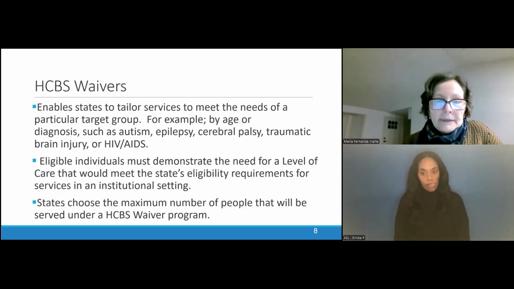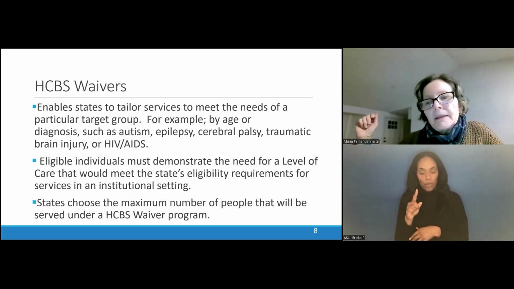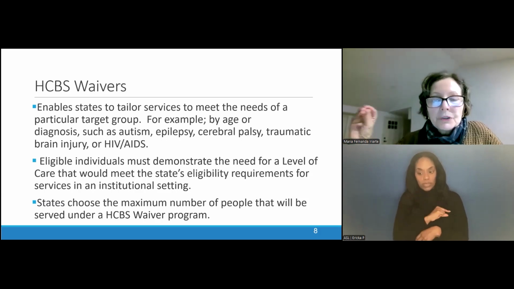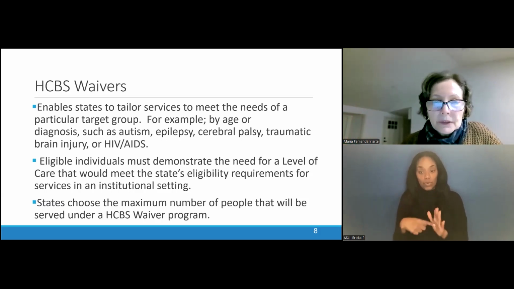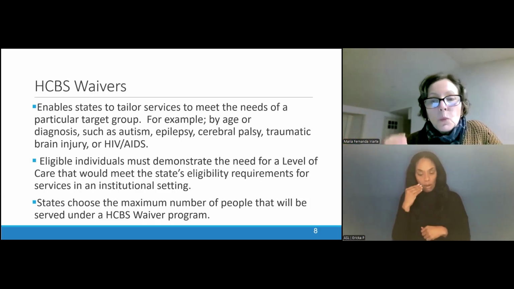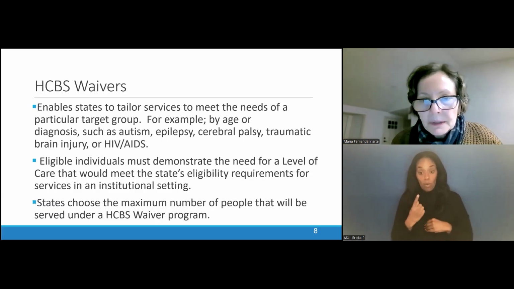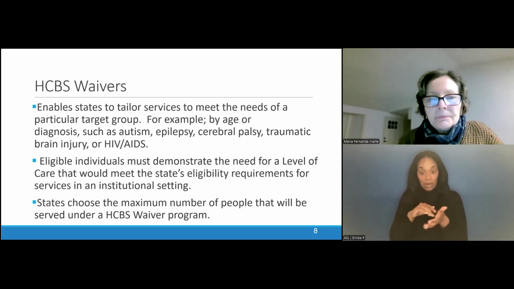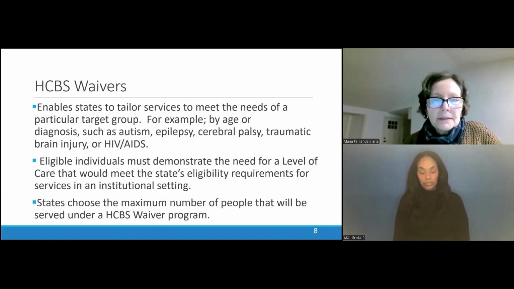For all of these waivers, one of the criteria for eligibility is that you have to show that if you were not living at home, you would meet one of the levels of care in that particular waiver. And that requirement you'll see in all of these home and community-based services waivers.